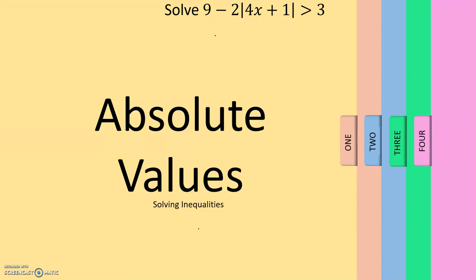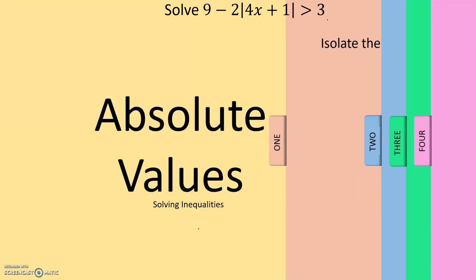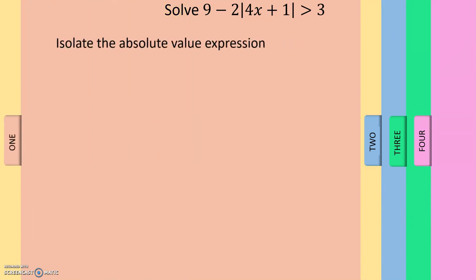Okay, so let us solve the third example for today. Solve 9 minus 2 modulus of 4x plus 1 greater than 3. So the first step, we have to isolate the absolute value expression. Leave only the absolute value sign on the left hand side, everything else to go to the right hand side.